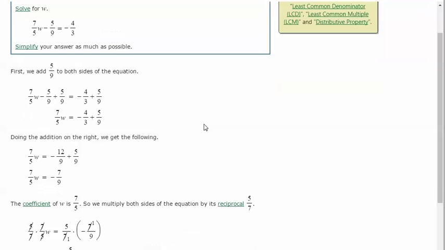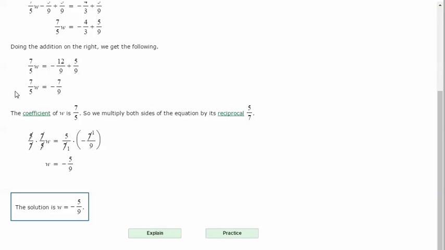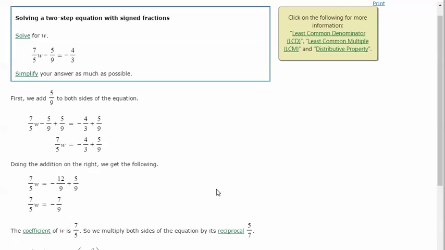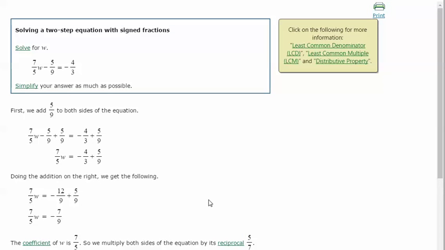The other way you can do it is not work with the least common denominator, but just solve for W and leave everything as fractions. Multiply both sides by the reciprocal of 7/5, which is 5/7, to get W by itself, and then on the right, 5/7 times negative 7/9. In cross-canceling, the 7s will cancel out, so then you just have 5 times 1 over 1 times negative 9, so W equals negative 5/9. Either way is fine, but for the rest of this video, I'm going to solve using the first way, where you find the least common denominator.